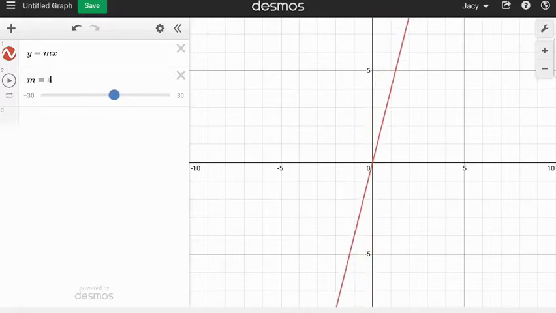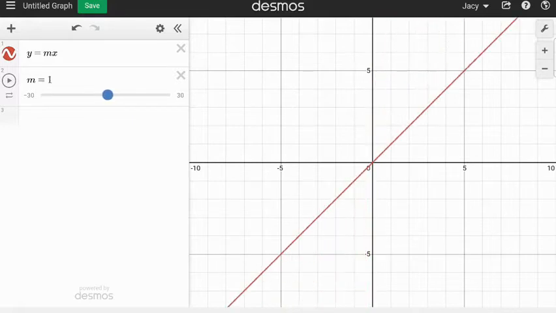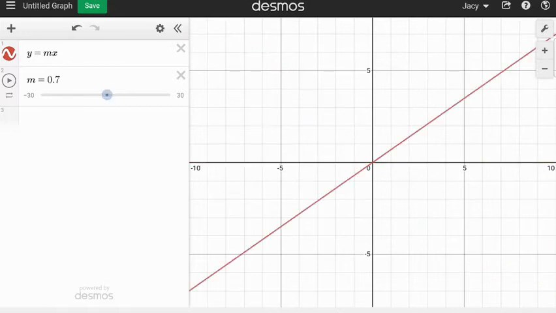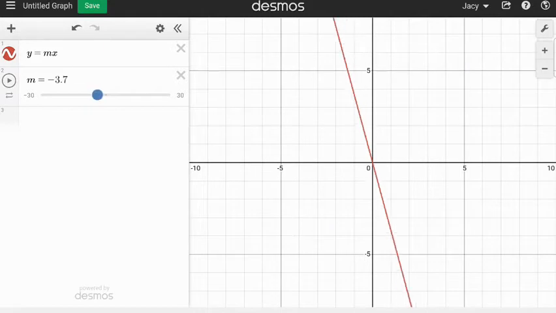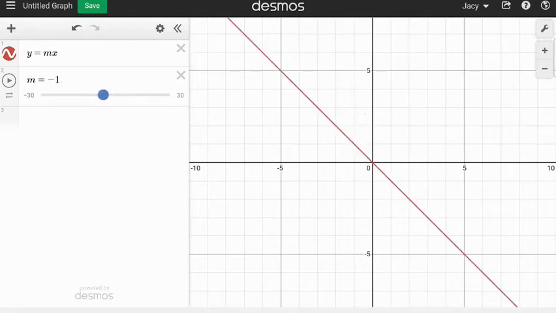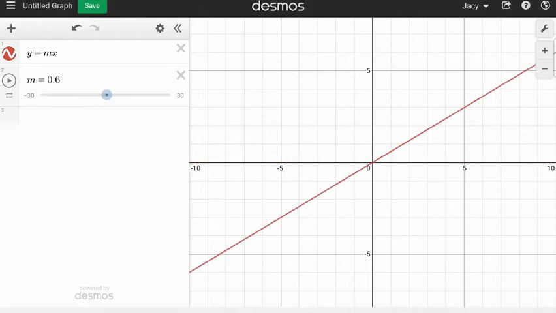As I go back down and decrease my slope, you can see that my line gets less steep. If I make it exactly 0, there we go, you can see that I have a horizontal line. So slopes of horizontal lines are always 0 because there's no steepness to them.